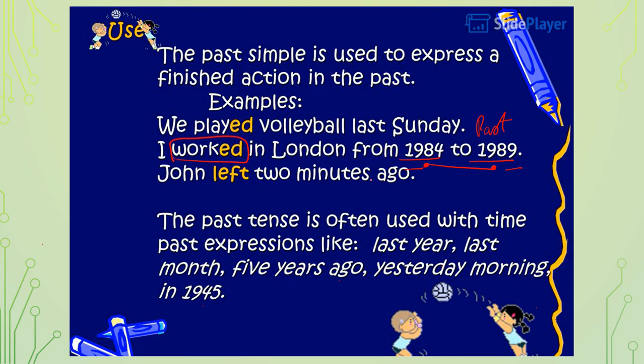John left 2 minutes ago. Ago means he left in the past. In the past, he is already gone. He left 2 minutes ago. So we will use the verb in the past tense.